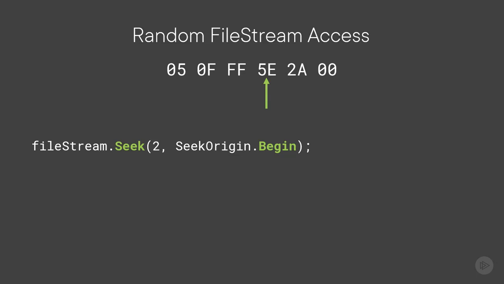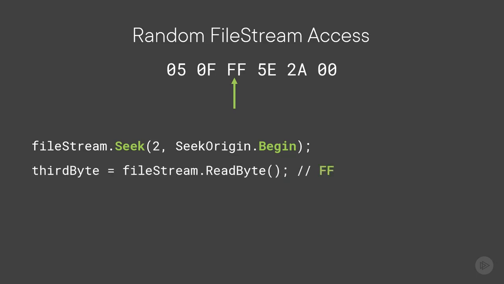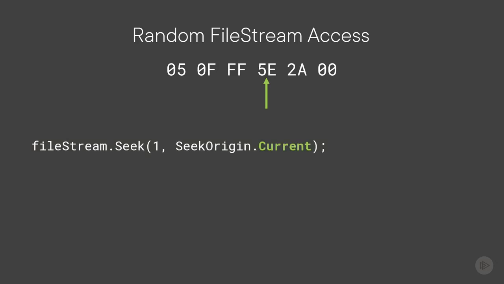Here we've specified an offset of 2, so the position will now be moved to the second byte after the beginning of the file, or in other words, the third byte of the file. Once again, we could call the readByte method, and this will return the value ff, and once again advance the position.